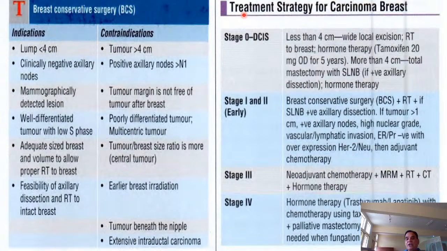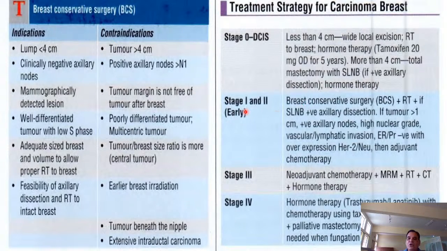Stage 0, that is DCIS, ductal carcinoma in situ, less than 4 cm: wide local excision, radiotherapy, hormone therapy. The hormone therapy we commonly use is tamoxifen 20 mg per day orally for 5 years. Only after menopause we are not giving tamoxifen. So for 5 years. More than 4 cm: total mastectomy with sentinel lymph node biopsy, and if positive you have to go for dissection. These patients can receive hormone therapy.